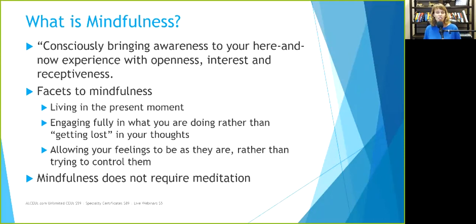Mindfulness also means allowing your feelings to be as they are rather than trying to control them. I have a friend right now who's really stressed out, and it's stressing him out that he's stressed out. And I'm like, you know what? Let's just think about it this way. You're stressed out. By everything that I know about that's going on in your life, you have a reason to be stressed out. So let's accept it. It is what it is. Where do we want to go from here?